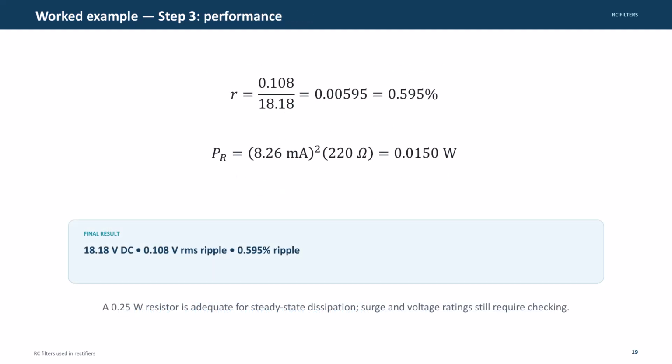Divide the output RMS ripple by the average load voltage to obtain a ripple factor of 0.00595, or 0.595%. The resistor dissipates about 0.015 watt under steady-state load. A quarter-watt resistor is therefore comfortably adequate for this calculated dissipation, although practical design must also consider surge and voltage rating. The analyzed filter delivers approximately 18.18 volts DC with 0.108 volt RMS ripple. These results are internally consistent and physically reasonable.